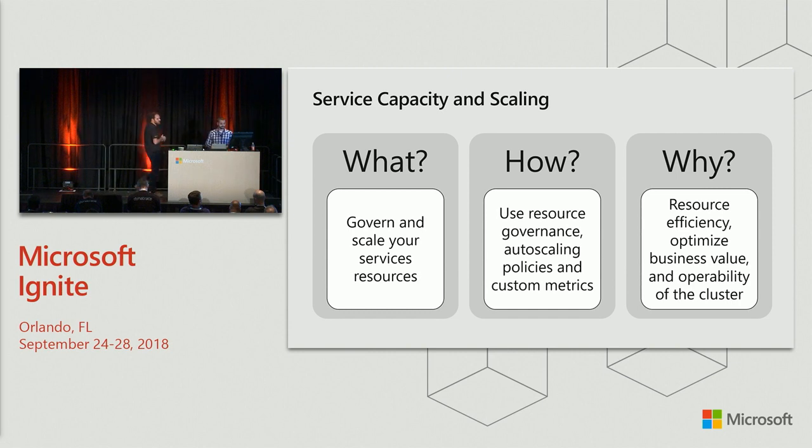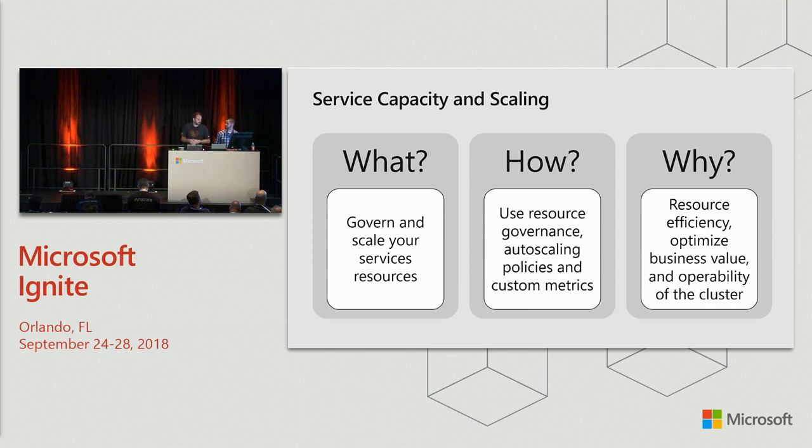So resource governance is a fairly new feature in Service Fabric, but it basically allows you to specify the number of CPU and memory you want to reserve for your service instances, and sort of feed that as an input into the whole cluster load balancing algorithms that we use. So we make sure that we only place replicas of services and containers on nodes that actually have capacity to run them. So resource governance is one thing.